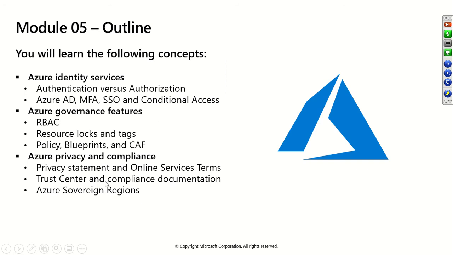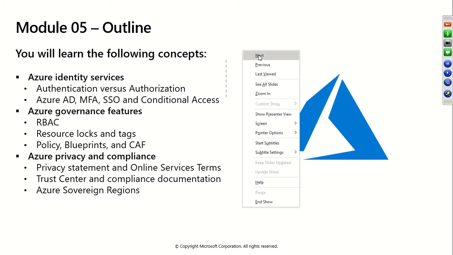We also look at how you can ensure that people are limited. What they can do is limited based on some permissions. And then with that, we look at RBAC, which is role-based access control. We look at how to make sure that a particular resource is being locked. That means people cannot delete the resource. And then we also look at how to use tags, which I've mentioned before. We look at policy, blueprints, okay? And we also look at Azure security and compliance.